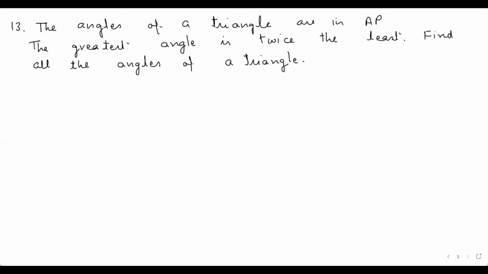Now the 13th question is, the angles of a triangle are in AP. The greatest angle is twice the least. Find all the angles of a triangle. Let the three angles of a triangle are A minus D, A and A plus D.